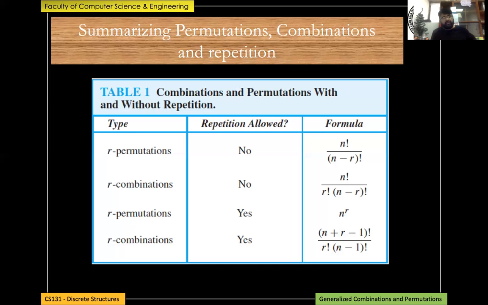So for example, if the order does not matter and there is no repetition, I'll go for r-combination without repetition, which is n factorial over r factorial into (n minus r) whole factorial. If the order doesn't matter and there's repetition, I'll go for the r-combination with repetition, which is (n plus r minus 1) factorial divided by r factorial into (n minus 1) factorial.